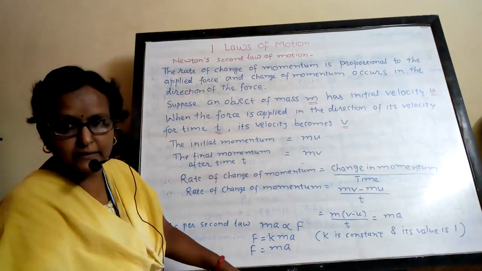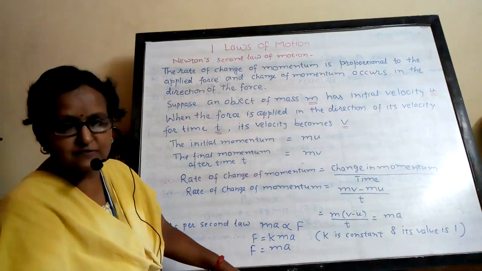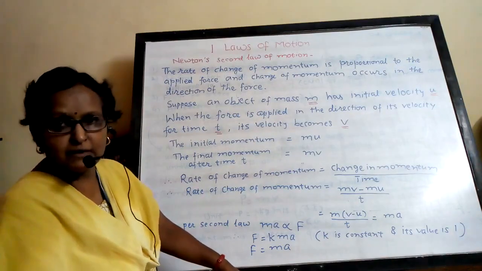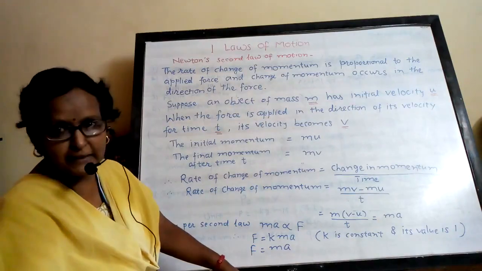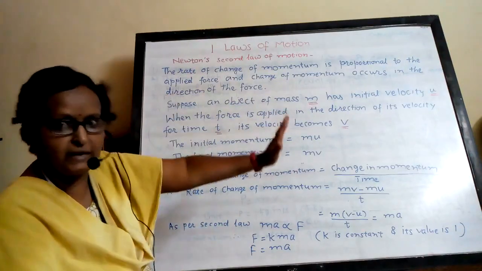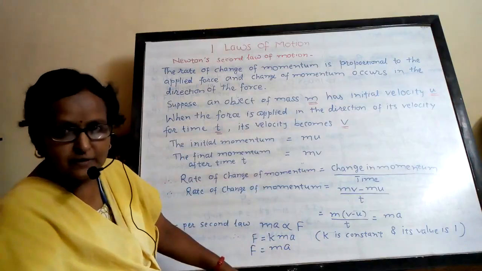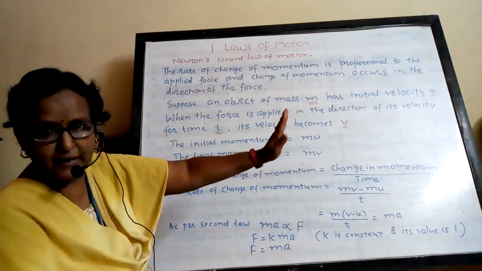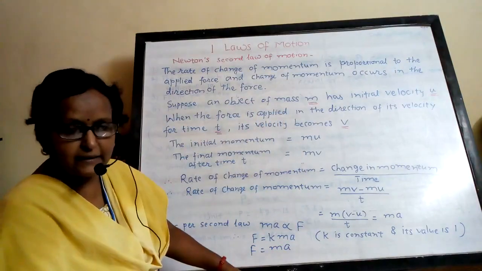Now we know that momentum P is equal to m into v, that is mass into velocity. So accordingly Newton has given his second law of motion. The rate of change of momentum is proportional to the applied force, whatever force we are applying, and the change of momentum occurs in the direction of the force. In this direction, suppose you are applying force, the change in momentum occurs in that direction.